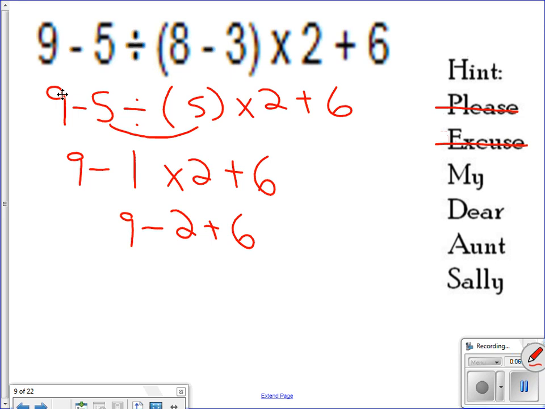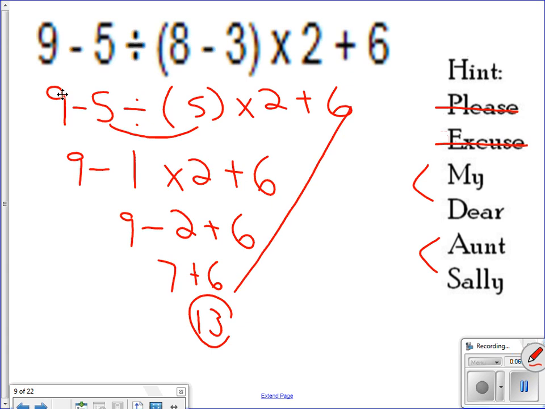9 minus 1 times 2 is 2 plus 6. I'm going to subtract because subtracting happens before adding. These two go together, these two go together. Remember, whoever happens first. Okay. Subtract. 9 minus 2 is 7 plus 6. My answer is 13. I have a nice looking column. Remember, I just do one thing at a time.